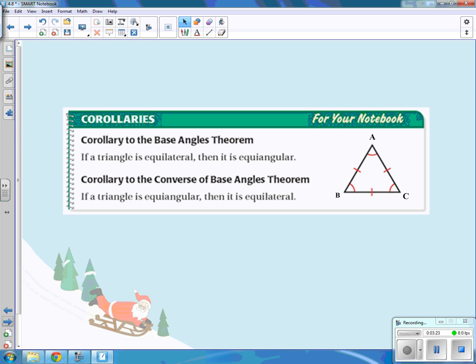Now, because that's true, we also have a few corollaries. So don't worry too much about the name. What we're going to do is focus in on what the actual theorem says. So the first part here, if a triangle is equilateral, then it is equiangular. Okay, so in our triangle ABC, because all three sides are marked congruent, we can say all three angles would also be congruent. Now the converse to that is true. If a triangle is equiangular, then it is equilateral. So all of one automatically makes the other true. If all the angles are congruent, so are all of the sides.